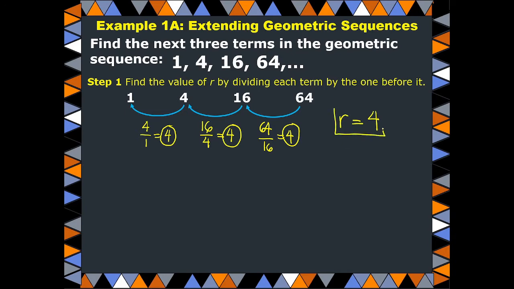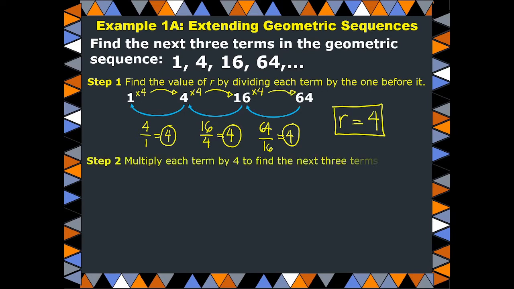Okay? Now, let's go back to our sequence and let's verify this one. If I'm going to multiply this by 4, I will be getting the second term. If I'm going to multiply the second term by 4, I will be getting the third term. 16 times 4 will give me 64. So meaning, to get the next three terms, I will simply multiply each term by 4.